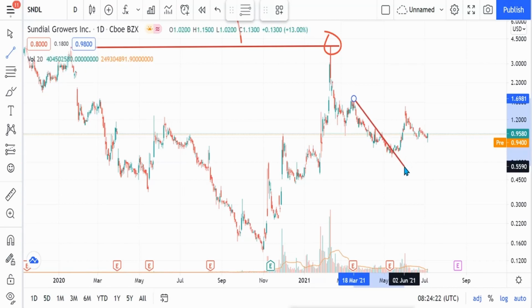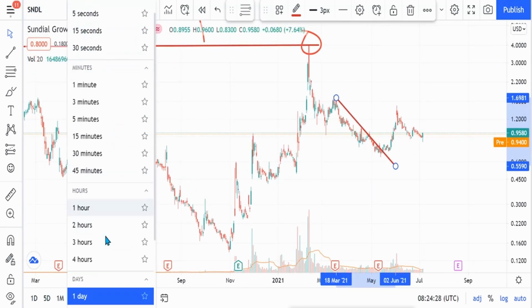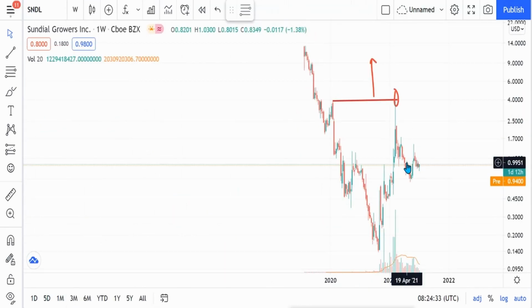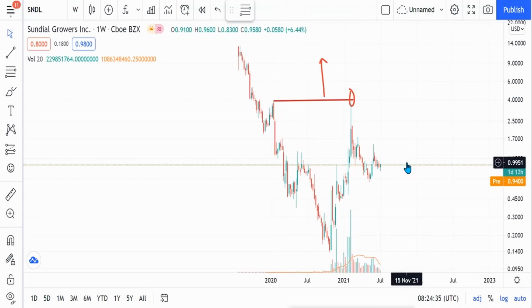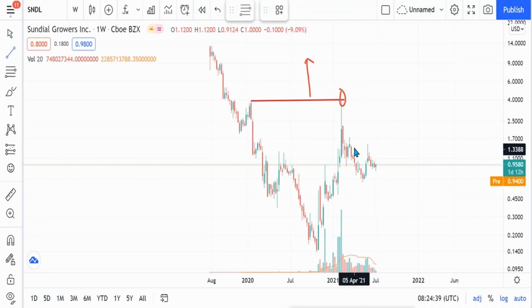Okay, I think I have to change it to the weekly chart to see it clearly. Okay, let me try to do it again. So in the weekly chart you can see the breakout very clearly, unlike the day chart. See, this is a resistance line there, right? Do you see that resistance line?